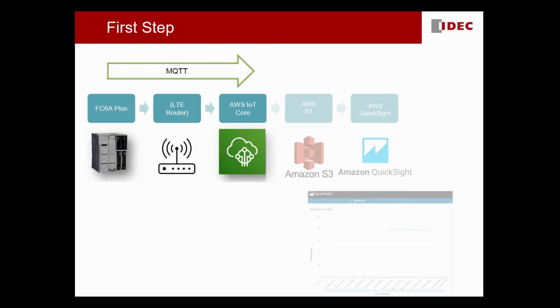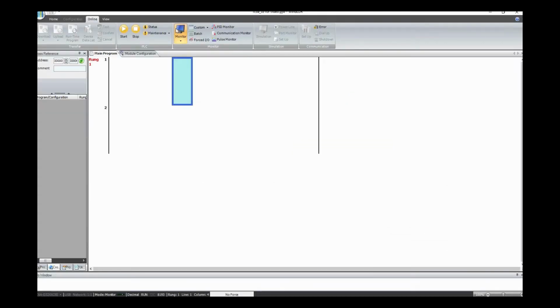Let us start with the first step. The main thing we are going to achieve in the first step is to bring the data from our FC6A Plus PLC to AWS IoT Core. I have prepared a very simple program to achieve that. The detailed configuration, I'm not going to repeat here.